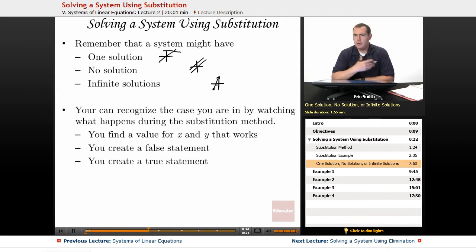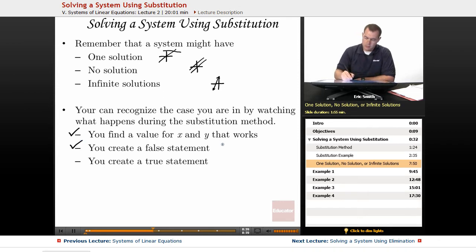But now that we're doing things more algebraically, we won't be able to visually see what case we're in. So how do we figure out if it has no solution or an infinite amount of solutions? Well, it all depends on what values you get while going through that solving process. If you go through the substitution method and you can actually find an x and y that work, then you know that it has one solution. So nothing strange happens. If, however, you go through that substitution method and you end up creating a false statement, it means that there is actually no solution to the system.